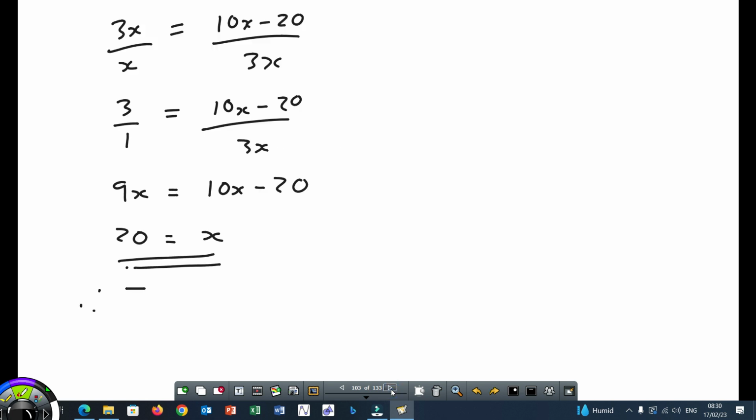So the three numbers are going to be 20, that's the first one. The second one is going to be 3 times 20, which will be what? 60. The third one is going to be 10 times 20, which will be what? 200. Okay? So these are the three numbers before you subtract 20 from the last one. But if you subtract 20 from this, you create the geometric sequence.